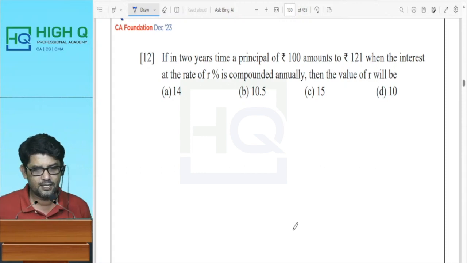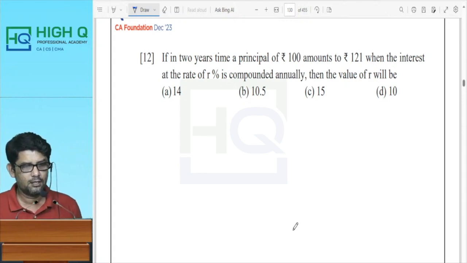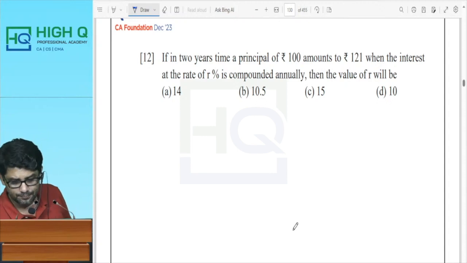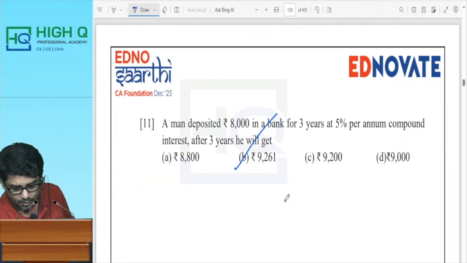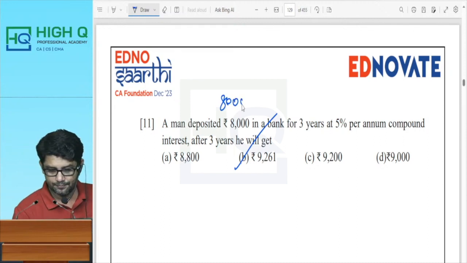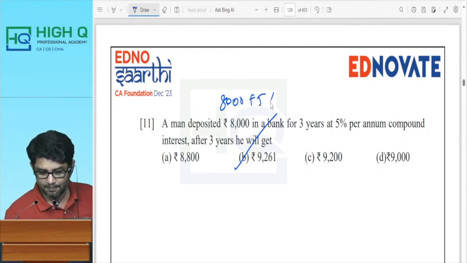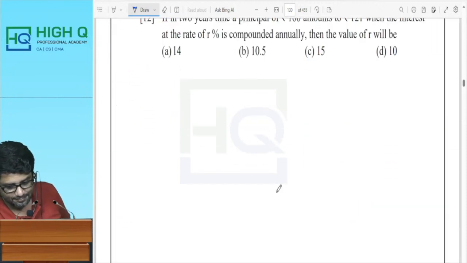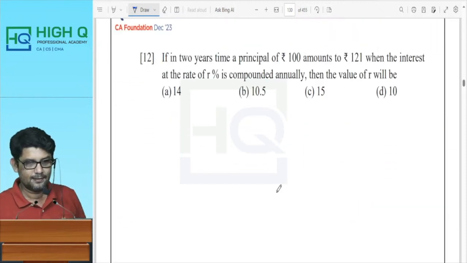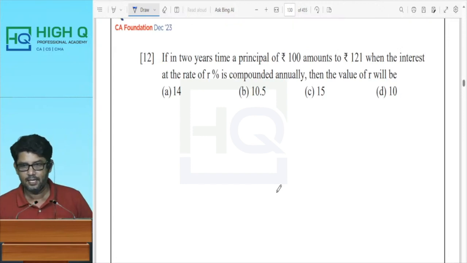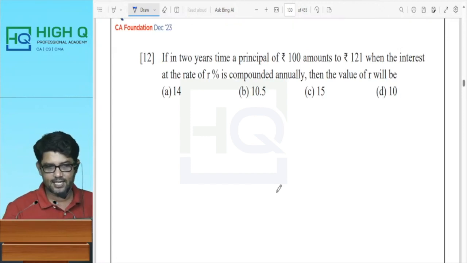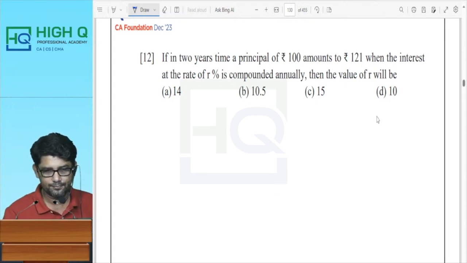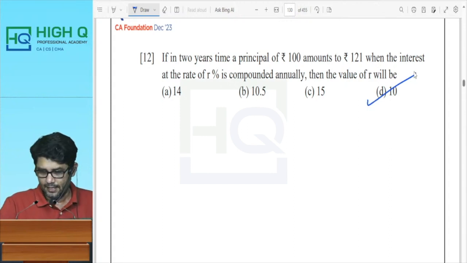Kalpana is asking, sir, that means there is no connection for 3 years? No, we are calculating for 3 years. What I did, 8,000 plus 5% plus, acha, this 3 years is not needed. Both are one and the same now. Yeah, D is the right answer. Very good. Did you get it in 7 seconds time?